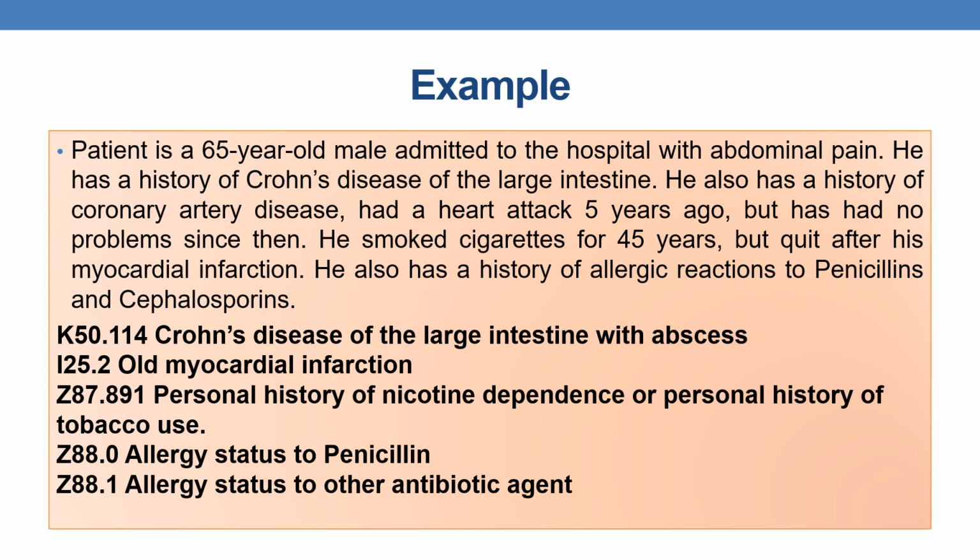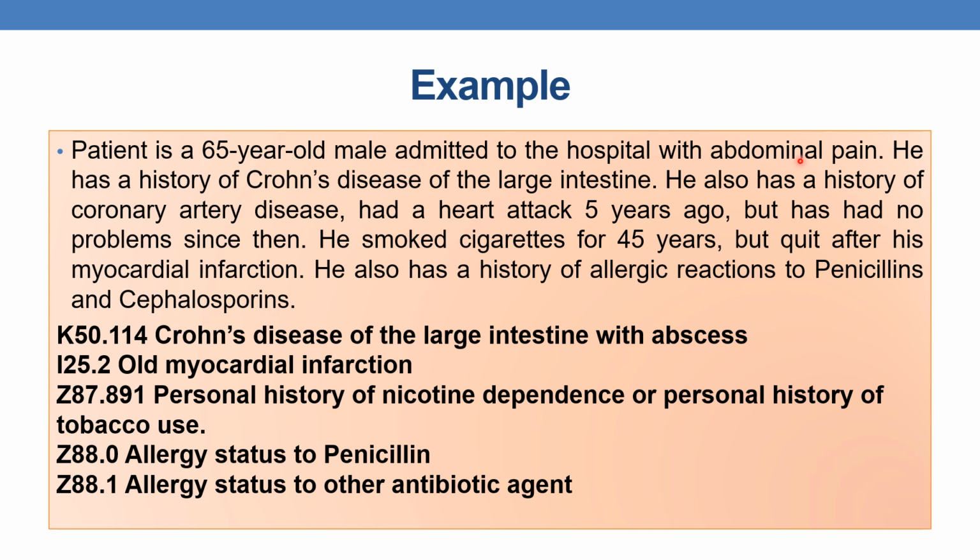Now let us see an example. Patient is a 65-year-old male admitted to the hospital with abdominal pain and he has a history of Crohn's disease of the large intestine. He also has a history of coronary artery disease and had a heart attack 5 years ago, but he has had no problem since then. He smoked cigarettes for 45 years and quit before his myocardial infarction. He also has a history of allergic reaction to penicillins and cephalosporins.